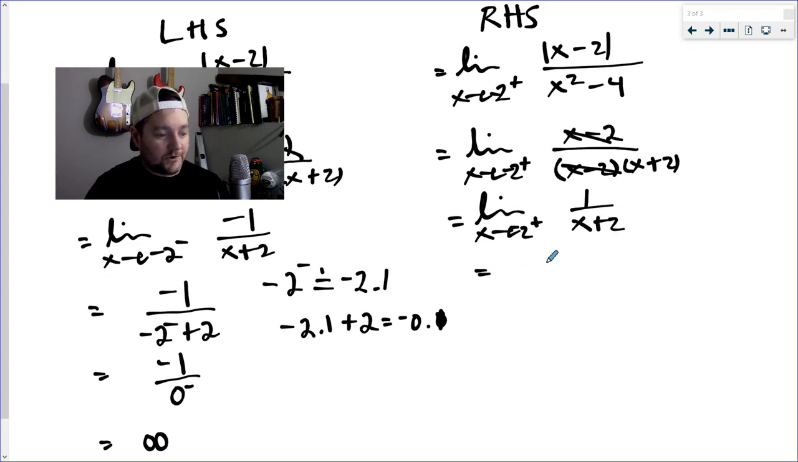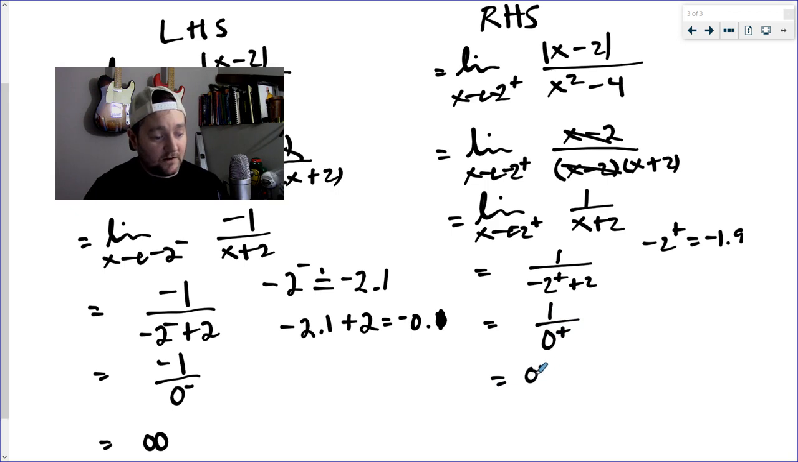So again, I'm going to sub now: 1 over negative 2 plus 2. For negative 2 plus, you have to think about the right-hand side of negative 2. So negative 2 plus is the equivalent of negative 1.9. If I go negative 1.9 plus 2, I have a slightly positive number on the bottom. And then a positive over a positive is a positive infinity.